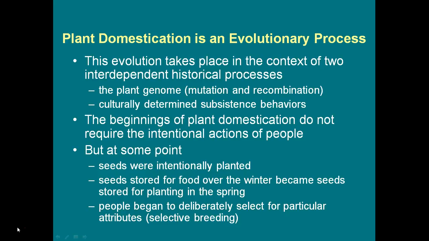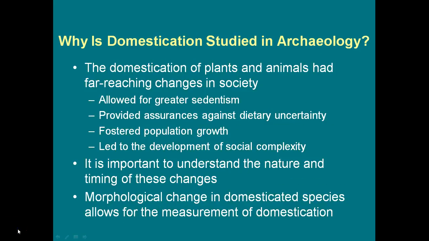But people then recognized this transformation, and they began to do things like store seeds over the winter, not just for consumption, but to plant them again in the spring. Intentional planting, clearing areas in order to plant them, and then also beginning to deliberately select for particular attributes, larger seeds, larger fruits, more productivity, better adapted to different conditions, higher elevations, more or less water, what we call selective breeding.